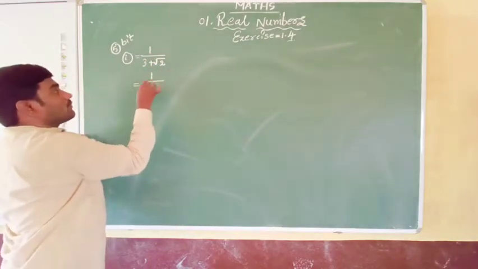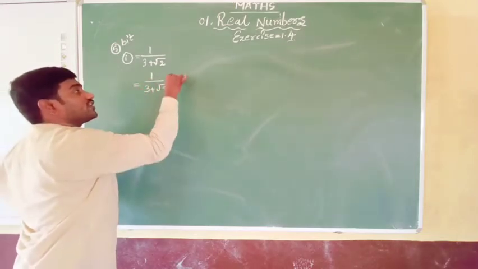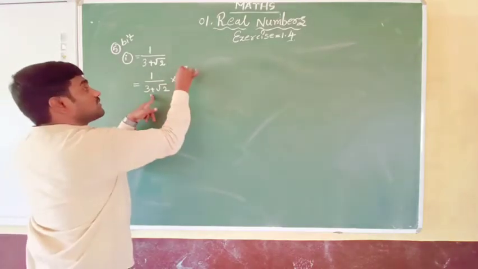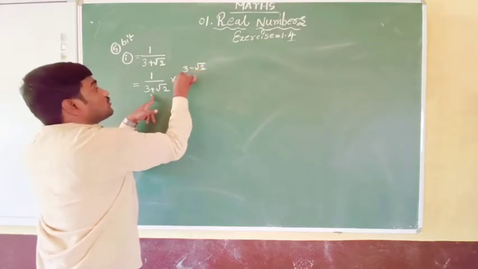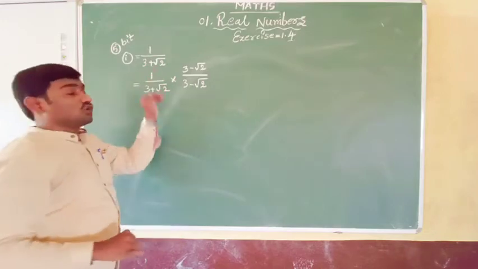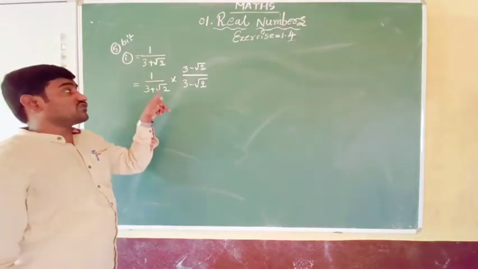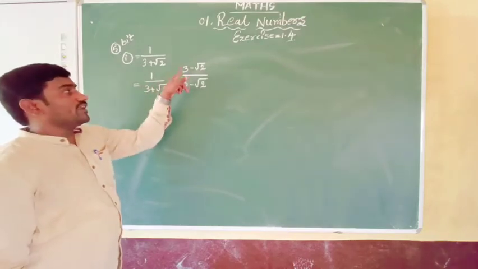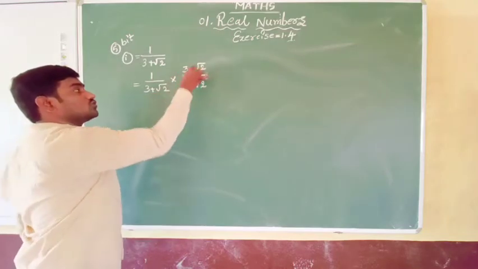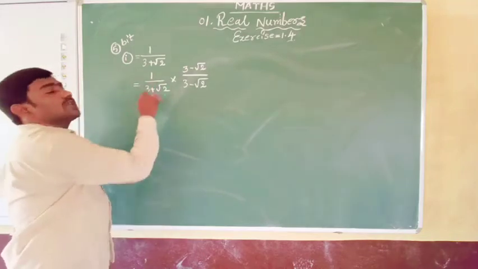So 1 by 3 plus root 2. You write the same thing and multiply with the rationalizing factor of 3 plus root 2, that is 3 minus root 2. With this 3 minus root 2, we have to multiply the numerator as well as the denominator to balance the fraction. So multiply with 3 minus root 2 by 3 minus root 2. If you cancel 3 minus root 2 and 3 minus root 2, we get the same again.